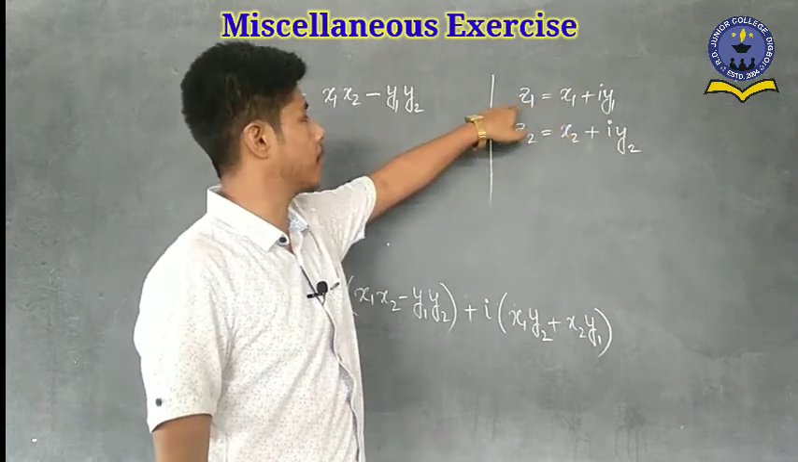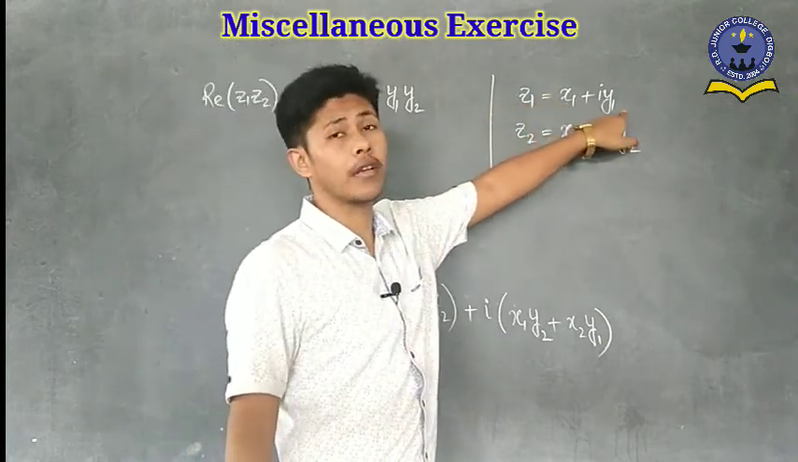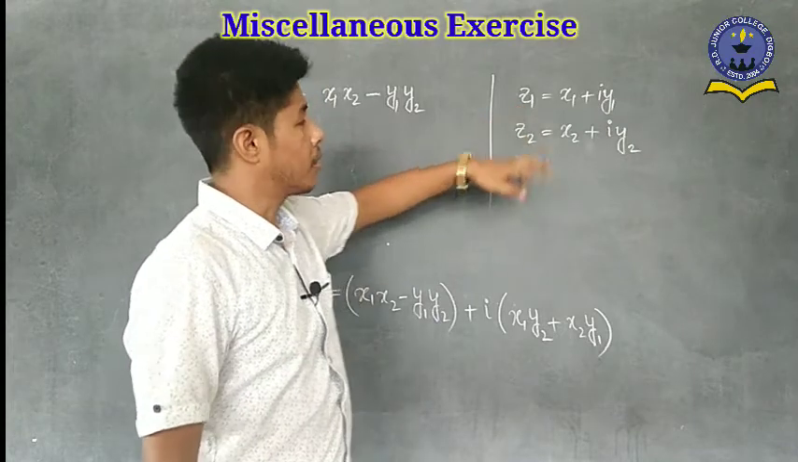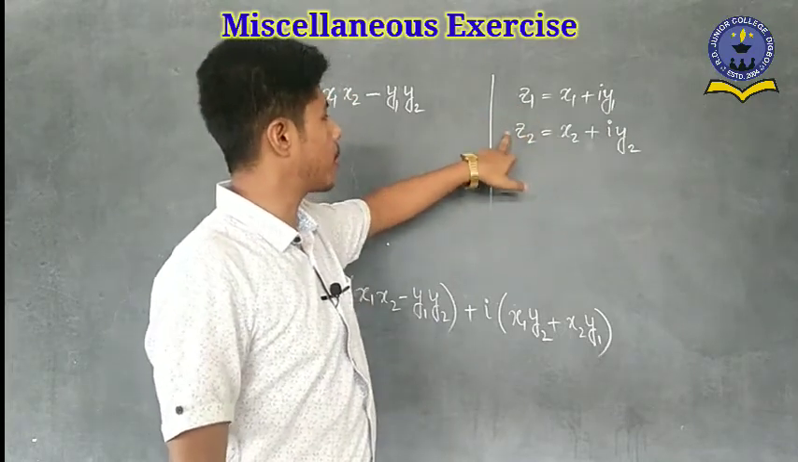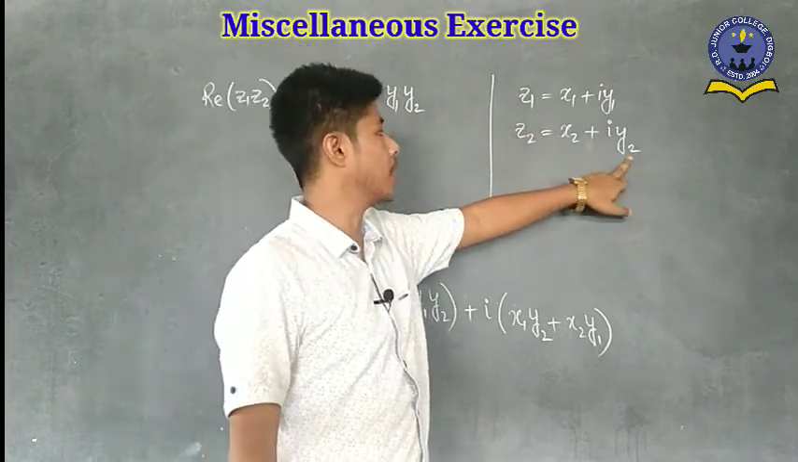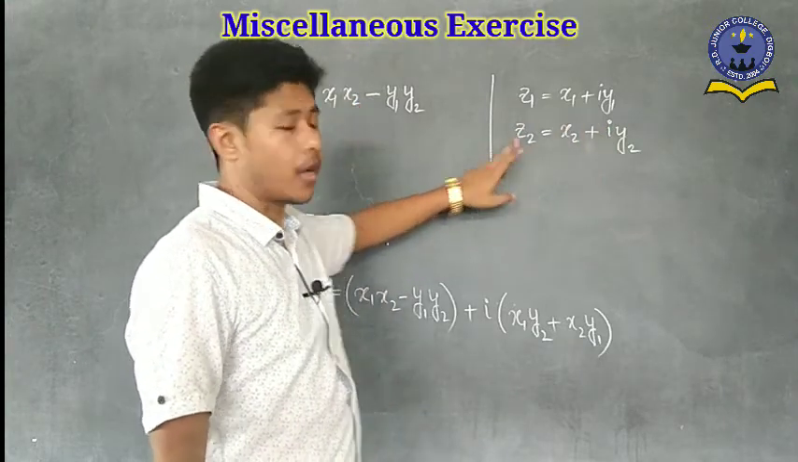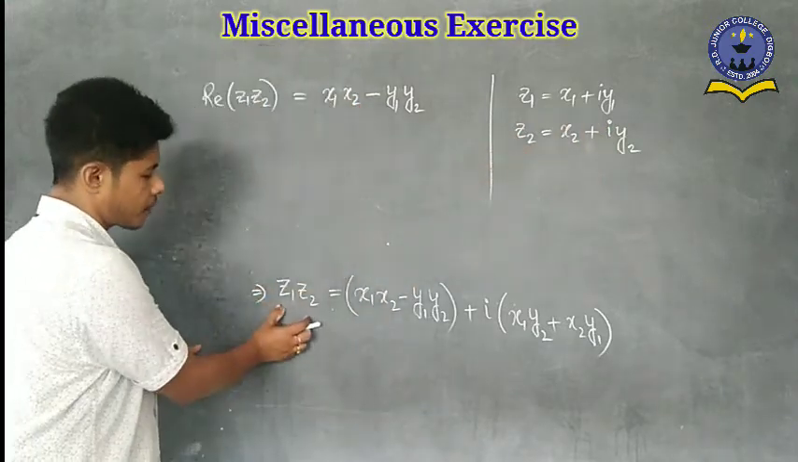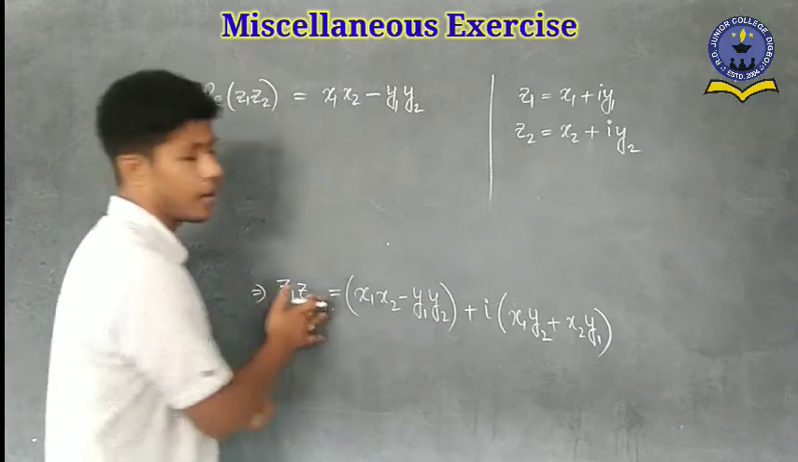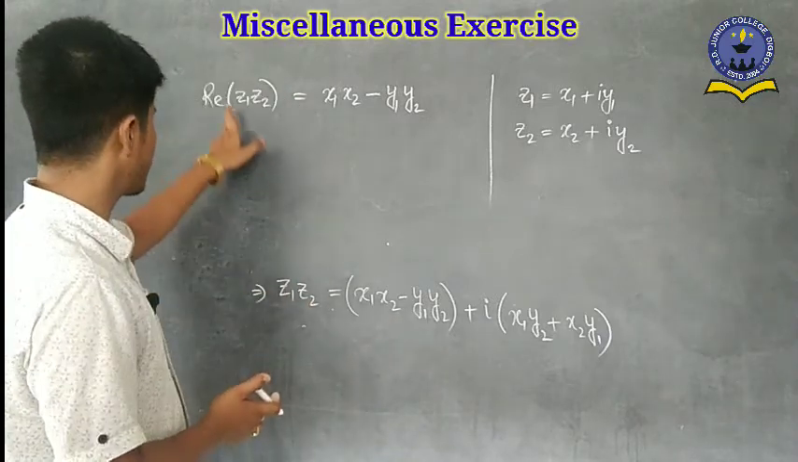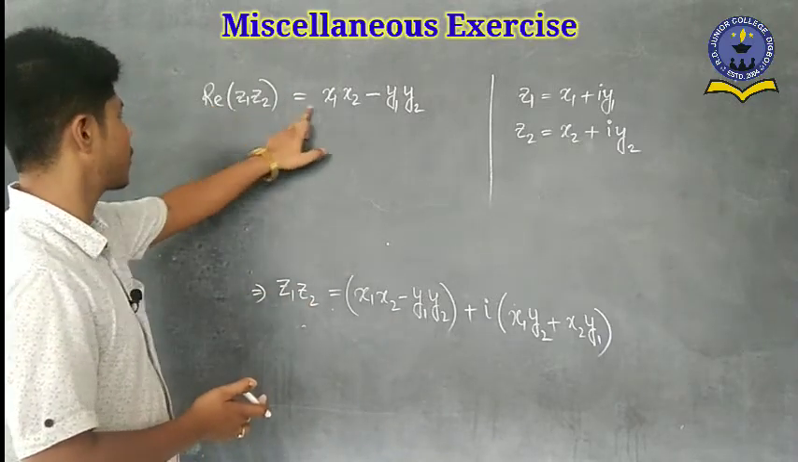The real part of z1, and y1 is what? The imaginary part of z1. Similarly here x2 is the real part of z2, and y2 is what? The imaginary part of z2. So as a whole, for z1 z2, this whole part is the real part of z1 z2. That's why we write here real part of z1 z2 equal to this.